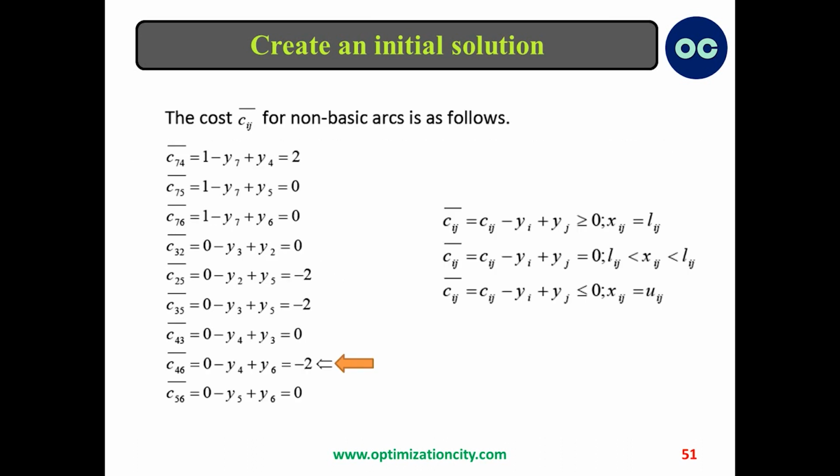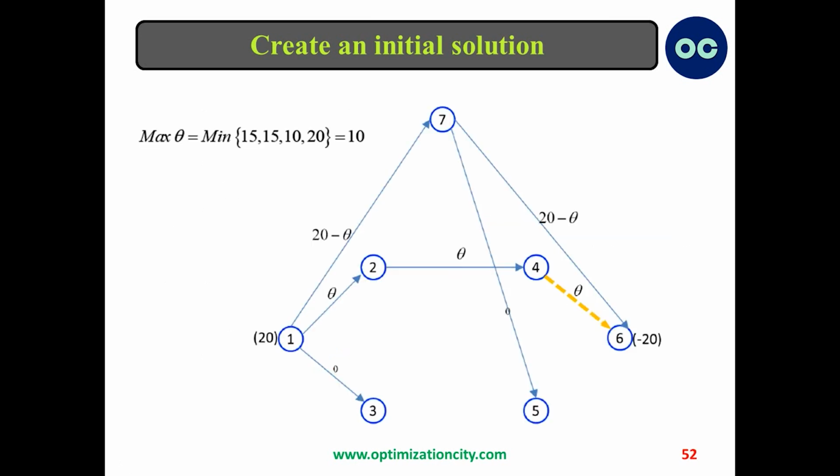Then we can calculate the Cij bar for all non-basic arcs, and you can see that arc 4,6 is at the lower bound and does not meet the optimality condition. So it becomes a part of the base. Let's determine the output arc. You can see that with the theta of 10, arc 4,6 enters the base, but quickly reaches the upper bound because the capacity of this arc is 10, and is removed again from the base. As a result of this change, the current solution is updated as follows.